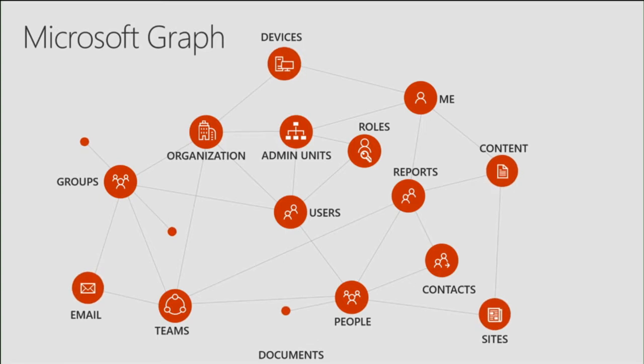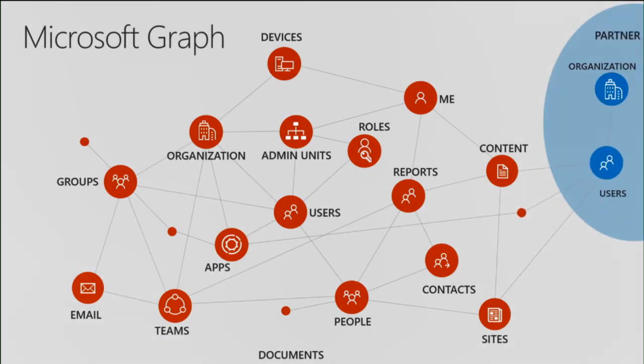Then you can take it to the next level, and you can look at Office 365 data. You can look at what content they have in OneDrive and SharePoint. What sites are they using? What email are they sending? What calendar events do they have upcoming? You can also look at what applications they're using and what applications are being used in the organization around them. We also have support for partner APIs, where partners can manage organizations on behalf of their customers and our mutual customers.